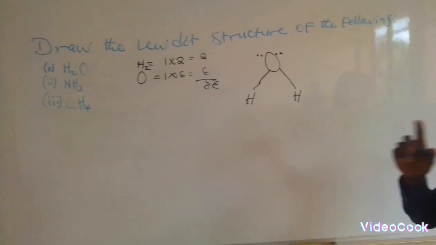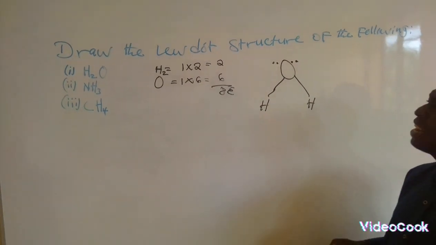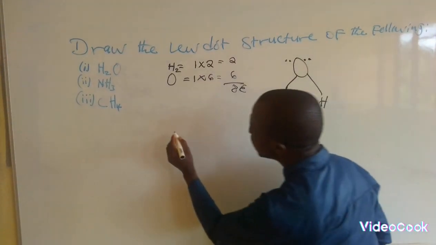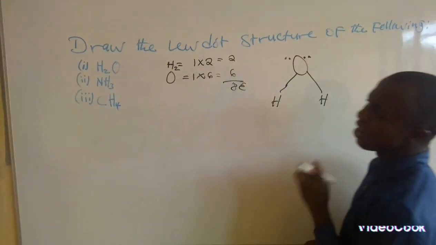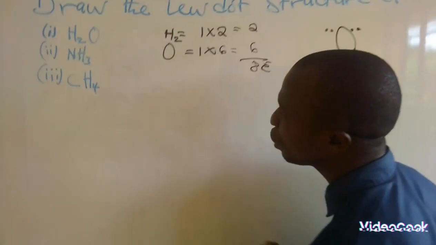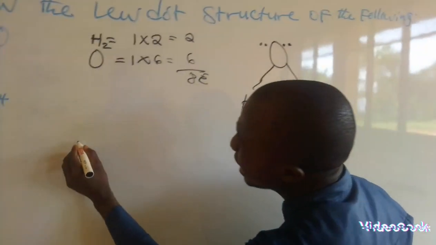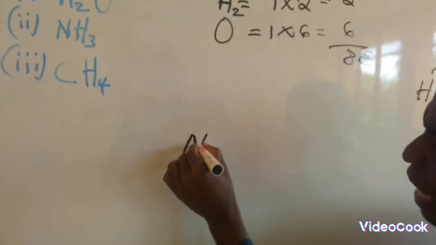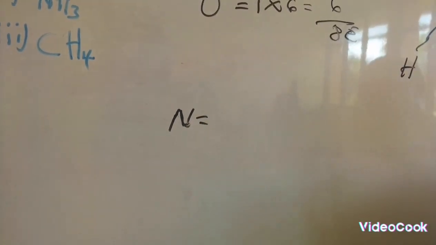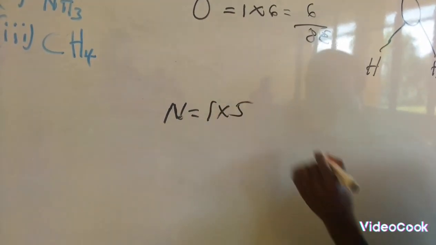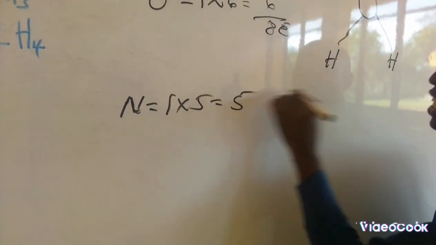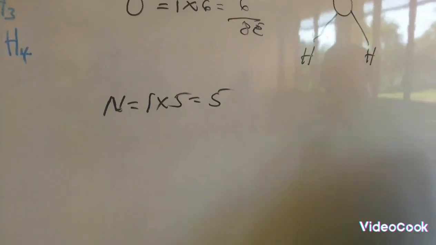Then we move to ammonia. In the ammonia compound, we realize that there is 1 atom of nitrogen and 3 atoms of hydrogen. What is the valence electron of nitrogen? We realize that there is 1 nitrogen here, so we are saying 1 times 5, which is equal to 5. So there are 5 valence electrons from nitrogen in this particular compound.